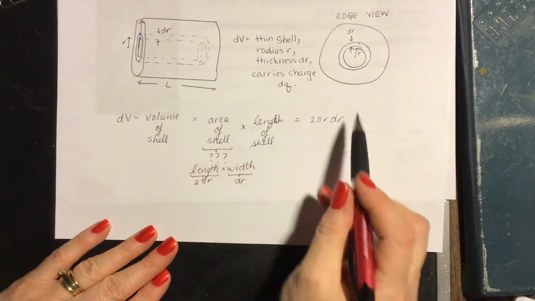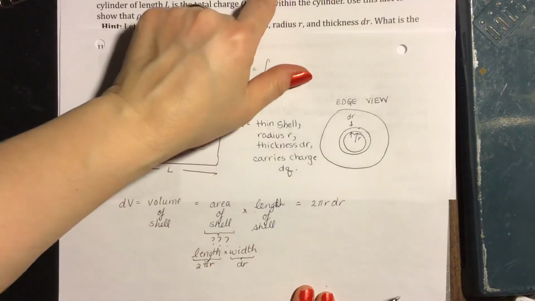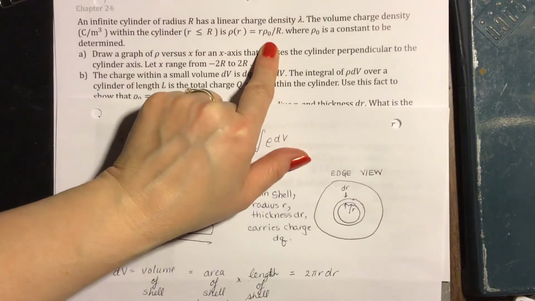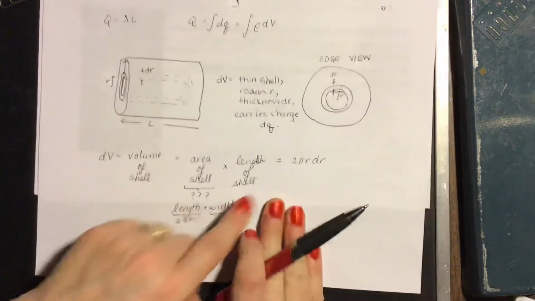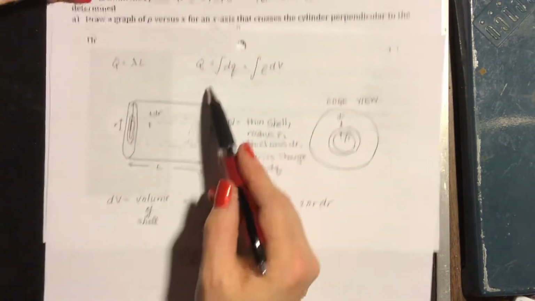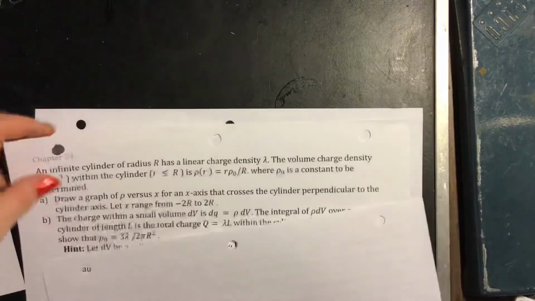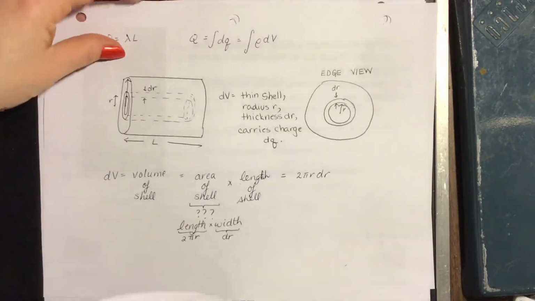Q is the integral of rho times dV. For rho, we'll put in the given expression. For dV, we'll put in what we just figured out, and then we'll figure out what our total charge is, and then we'll put that together with this expression and find our constant rho naught.